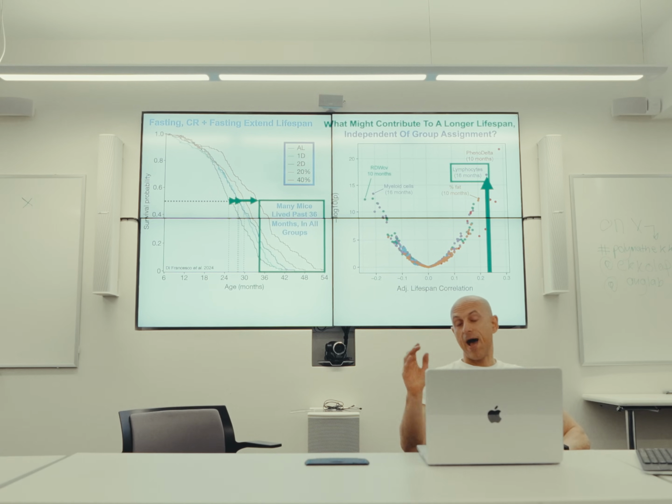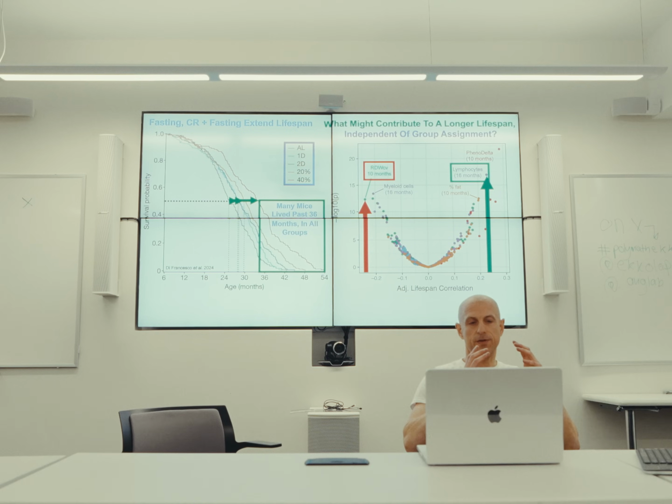So having relatively higher levels of lymphocytes when the mice were 16 months of age was significantly correlated with longevity, independent of which group the mice were in. So it didn't matter if they were 20% CR or in ad lib. If they had higher levels of lymphocytes at 16 months, they were more likely to have an extended longevity and live past 36 months.